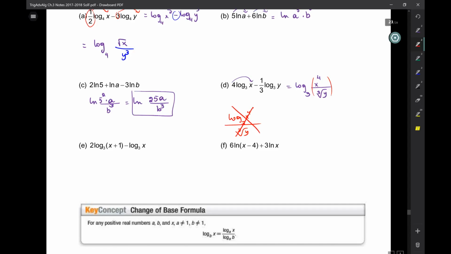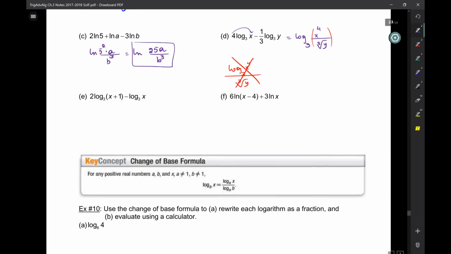Okay. Here, what about this one? The 2 will become an exponent, so it's log base 3, x plus 1 quantity squared, and then over x. Okay. Next one. ln times x cubed. Fabulous.